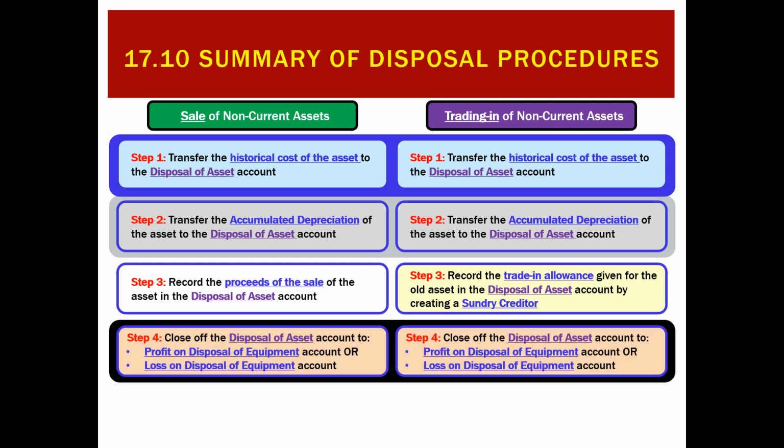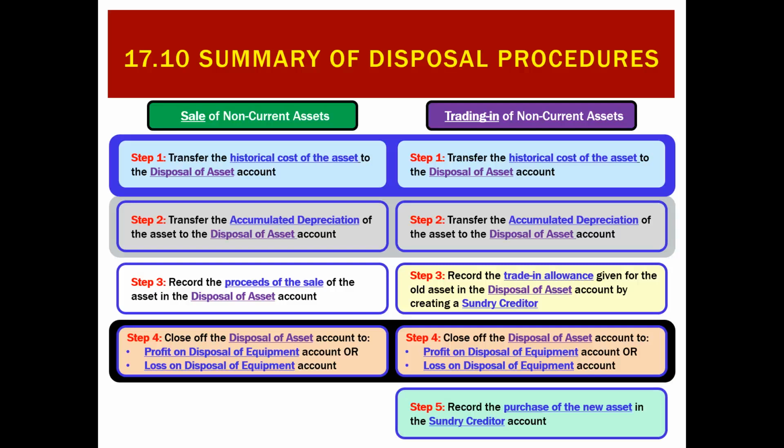Step four, though, was identical. Whether it's a sale or a trade-in, we record whether we made either a profit or a loss. And for a sale of a non-current asset, that was it. We were done. What was different with the trade-in was we had one extra step, which was we're trading the old asset in for a new one. So we better record the purchase of a new asset in the sundry creditor account.